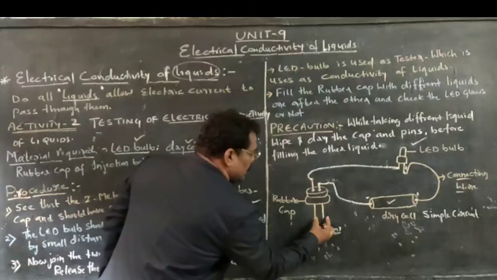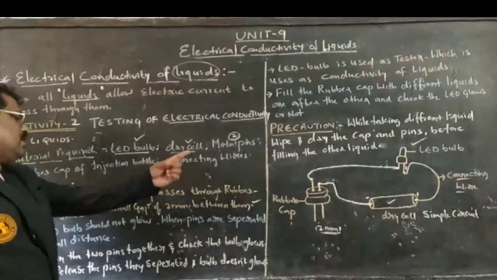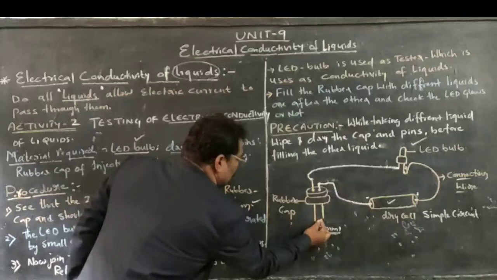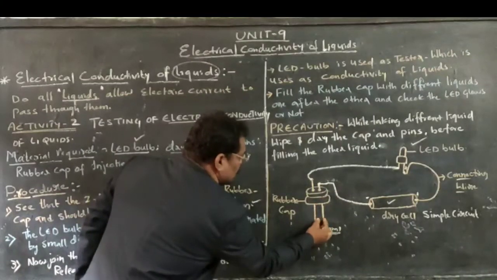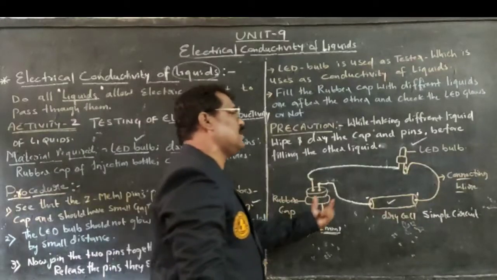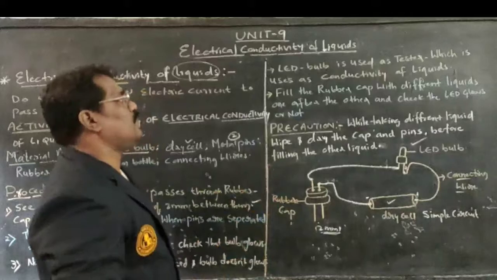When they are separated, what happens? The bulb doesn't glow. That is the condition we have to take. When you bring these two pins together, the bulb glows. As these two pins are taken away, the bulb doesn't glow. In that way, you take that condition. After that, what do you do?